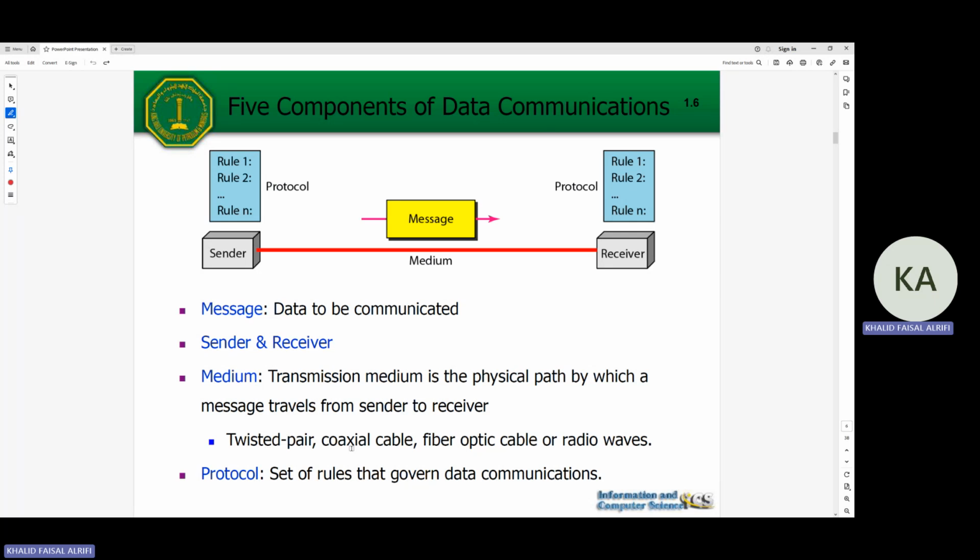It can be twisted pair cable, fiber optic cable, or radio waves, etc. The protocol is the rules that two parties agree on so that they can share communication, I mean share the message, smoothly. So it's a set of rules.